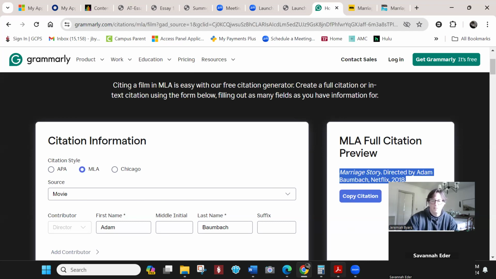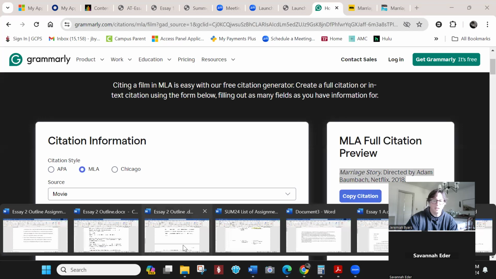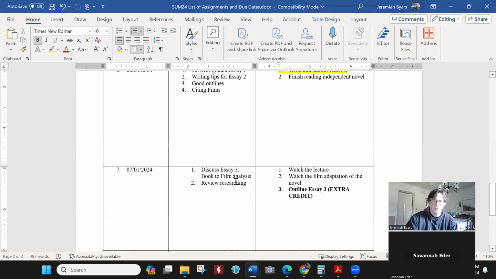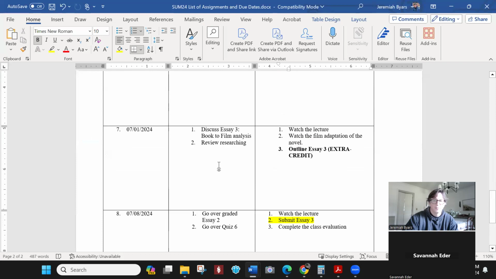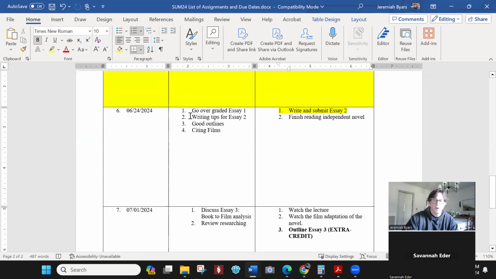All right, I think that's everything I want to cover today. My dog in the background is really annoying me. So: go over graded essay 1, did it. Writing tips for essay 2, did it. Good outlines, did it. Citing films, boom, done.